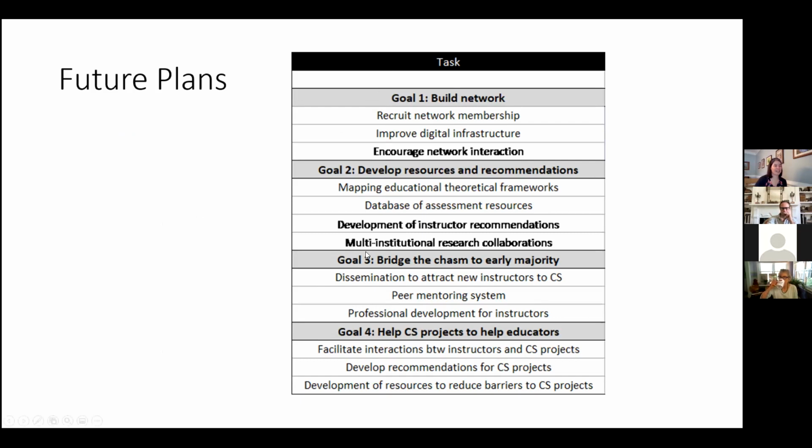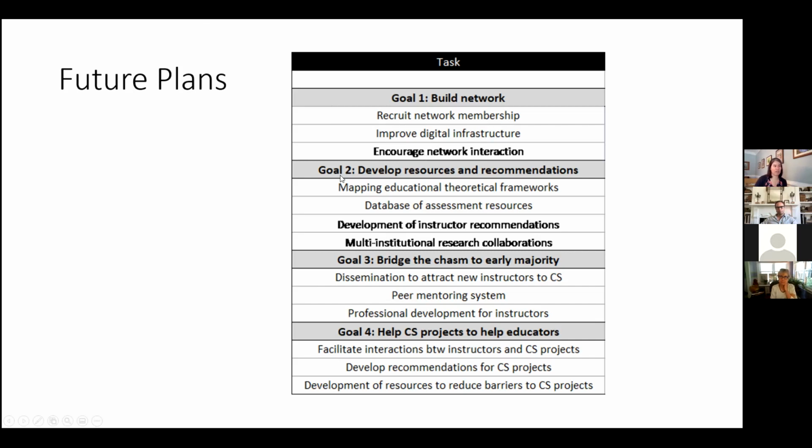Here are our tasks as we've outlined them for the next 5 years. The first one is to build the network. We basically selected people with specific characteristics to start the steering committee, and now we want to start expanding to be much more inclusive. So we're recruiting network members. That's part of what today's efforts are. We will be improving the digital infrastructure, so that website will be greatly improved or perhaps change platforms altogether. We are finding ways to encourage network interaction.